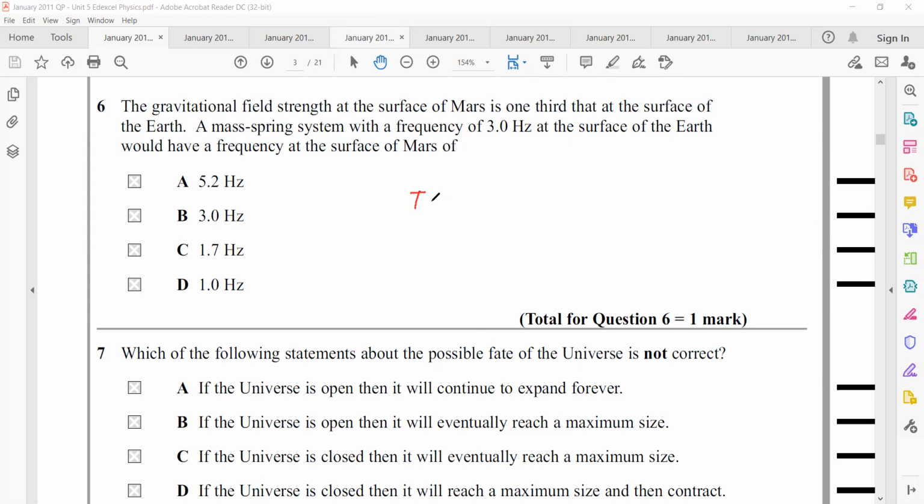T equals 2 pi root L over g; you can compare with that. Or for a mass attached to a spring, T equals 2 pi root m divided by k.